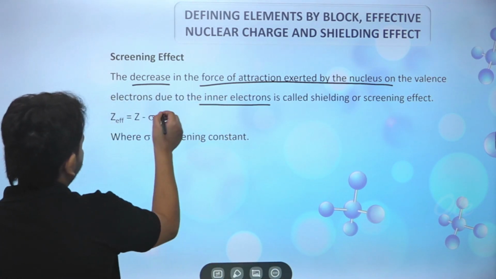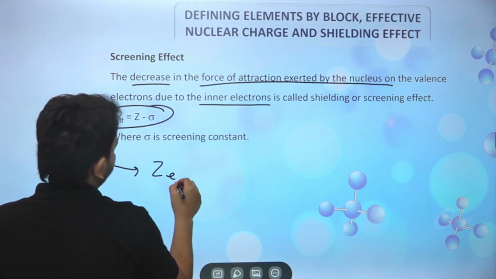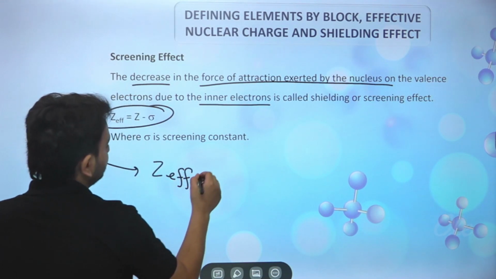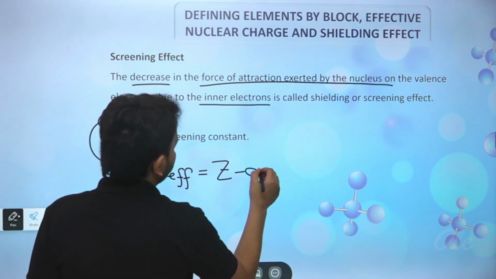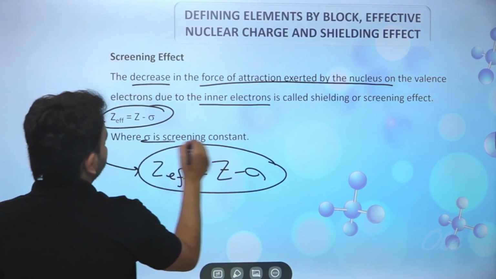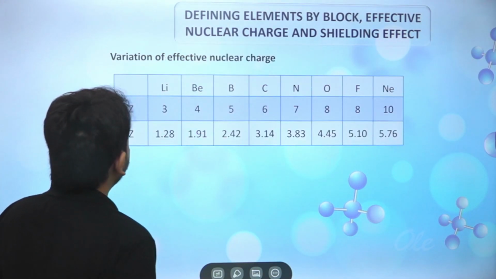So Z effective, the effective nuclear charge, is Z, which is the atomic number, minus the screening constant sigma. So where sigma is the screening constant, guys. Further guys, variation of effective charge.